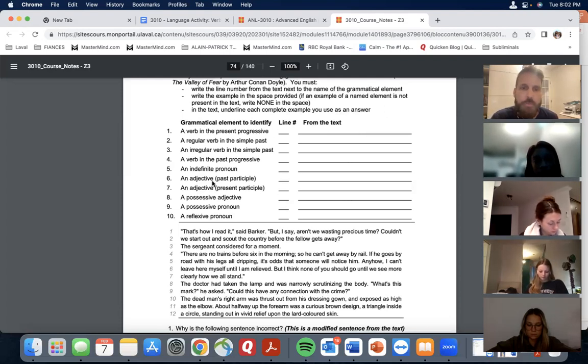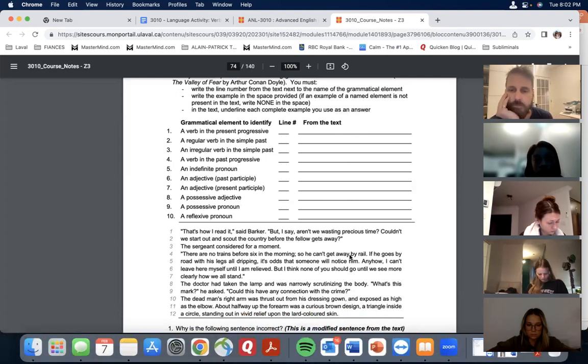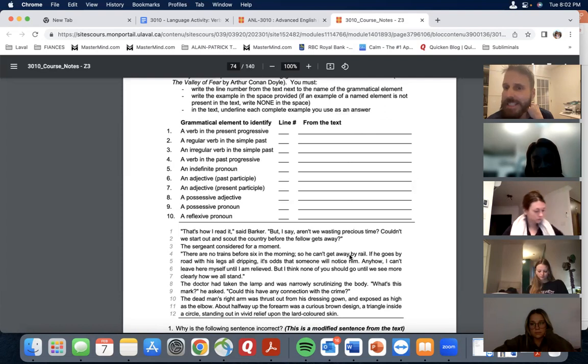Okay. So give me a past participle here. Line 12? Large colored skin. Oh my God. You get a point. Colored skin. That is a past participle, and it's used as an adjective because it's qualifying skin. Excellent, excellent, excellent. Is there only one example?